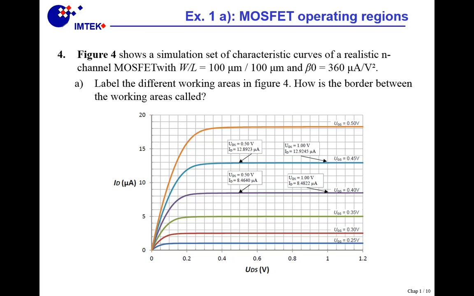Okay, so for question 4, this is really a simulation. I took a MOSFET with a W over L of 100 micrometers by 100 micrometers, and in SPICE, I produced these plots. All right, so this is a drain current versus UDS, or I should say UDS versus ID, but you know what I mean. It's asking first to label the different working areas in figure 4, and how the border between the working areas is called.